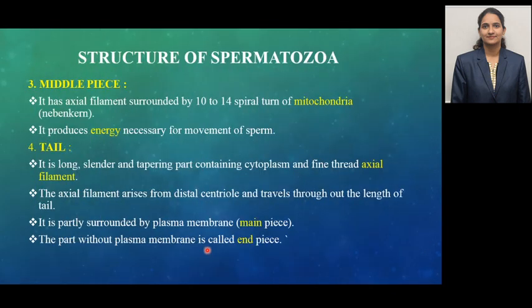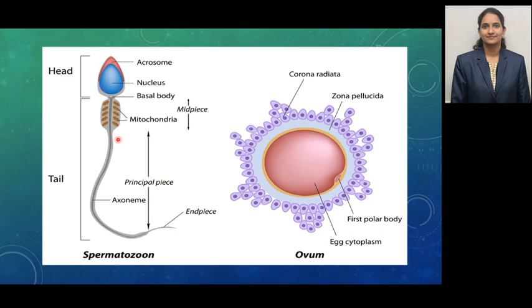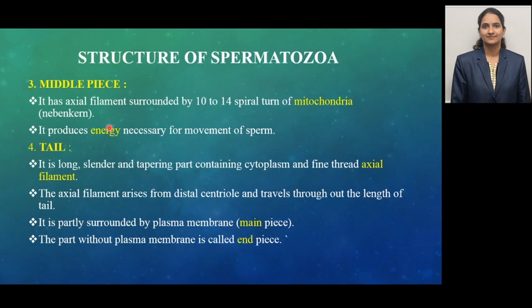Next is the middle piece. It has an axial filament surrounded by 10 to 14 spiral turns of mitochondria, which is called the Nebenkern. Let's see, this is the middle piece. All the mitochondria gather to form this middle piece, which is also called the Nebenkern. What is the function of this mitochondria? It produces energy which is necessary for the movement of sperm.